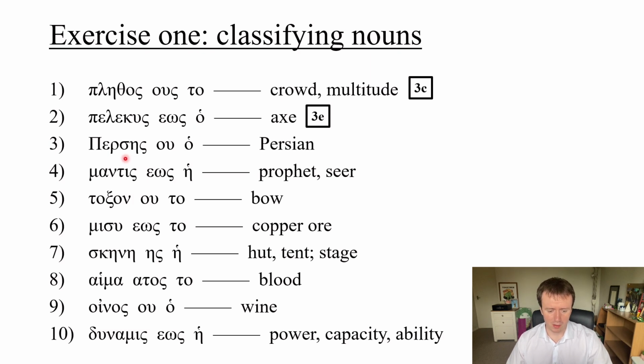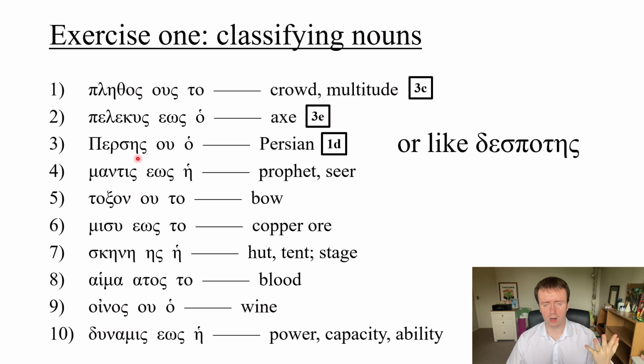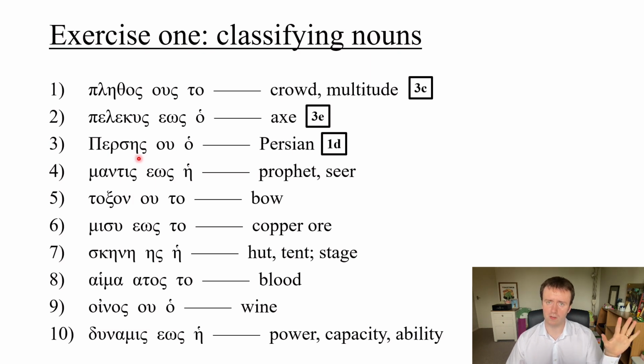Number 3, perses, means Persian, as in a Persian person, and it is a 1D noun. We know that because its nominative singular ends in es and its genitive singular ends in u. And like all 1D nouns, it is masculine. Moreover, I should say that because of the nominative singular ending es, we know that this is a 1D noun of the first kind, like nauters. Because remember, there are two kinds of 1D noun. There are those that end in es in the nominative singular, and those that end in ars in the nominative singular. Number 4 is mantis, which means prophet or seer. Mantis is a 3E noun.